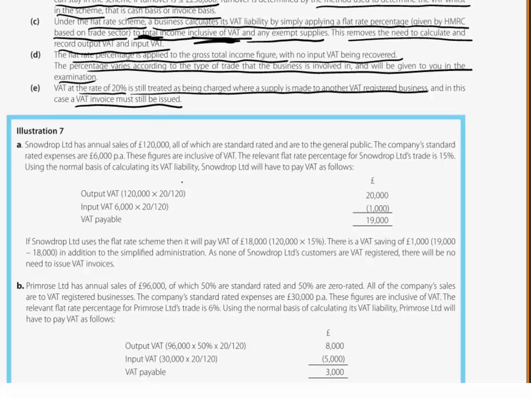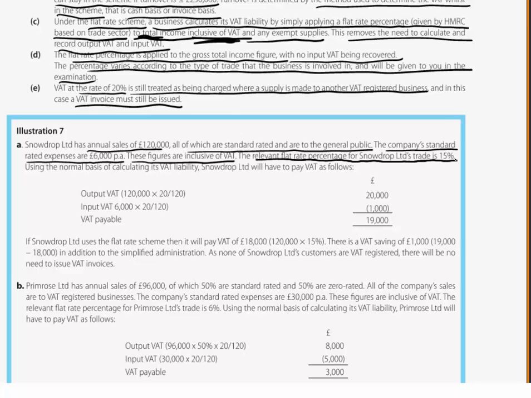So we've got our little example here, illustration 7, part A, Snowdrop. Annual sales of £120,000, all of which are standard rated and our customers the general public. The company's standard rated expenses are £6,000 per annum. These figures are inclusive of VAT. The relevant flat rate percentage for Snowdrop Limited's trade is 15%.